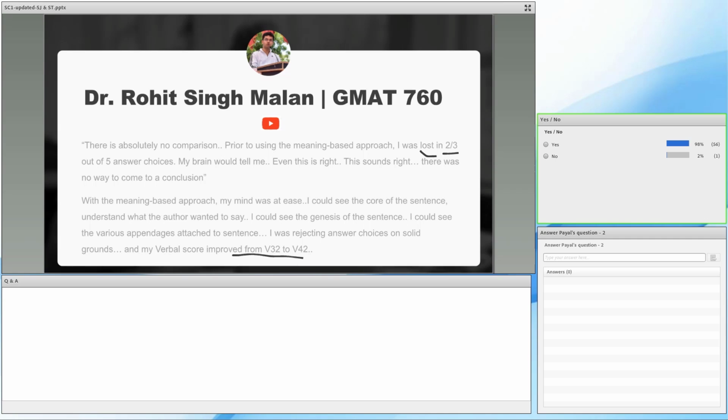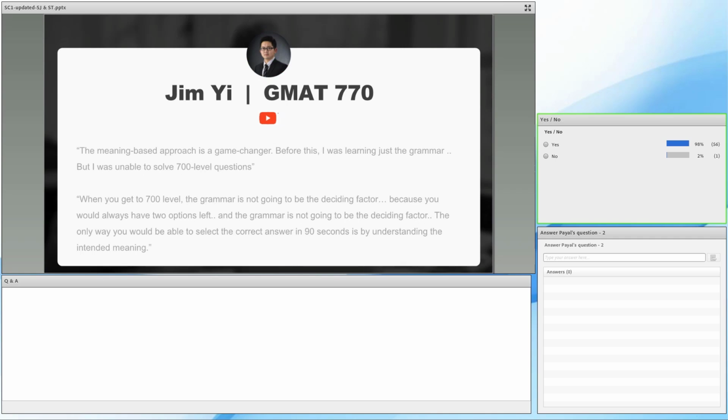A very important thing to note here, which we also taught you today, is that the meaning-based approach would also tell you that even if the grammar is correct in a sentence, it might have the wrong meaning. After you learn all these things, you can apply that in questions, and you would be rejecting answer choices that are perfectly okay on grammar, on solid grounds, because they don't make any meaning. Right. A second example is of Jimmy. Now Jimmy scored a GMAT 770.